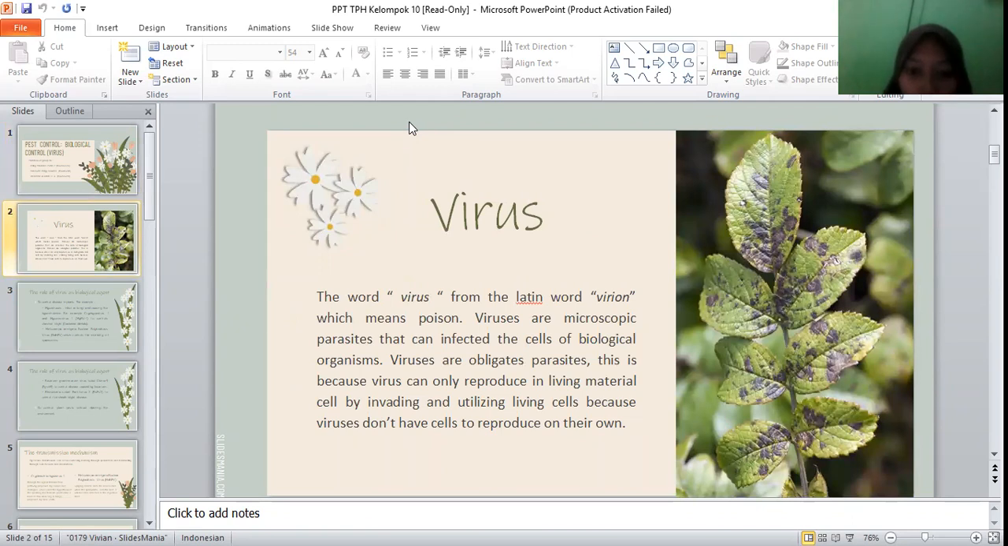Virus. The word virus comes from the Latin word virion, which means poison. Viruses are microscopic parasites that can infect the cells of biological organisms. Viruses are obligate parasites. This is because viruses can only reproduce in living material cells by invading and utilizing living cells, because viruses don't have cells to reproduce on their own. Next.